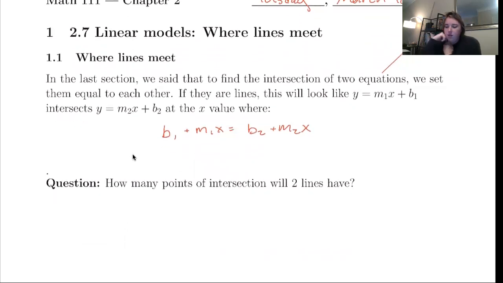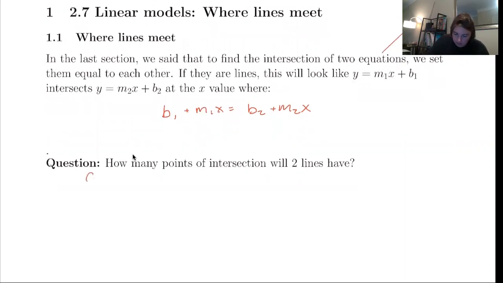So how many points of intersection will two lines have? A lot of you guys gave me some interesting responses, but I want to ask you guys again. How many points of intersection will two lines have? Remember, two lines are straight lines. Ronald says once. Anyone else have any options?